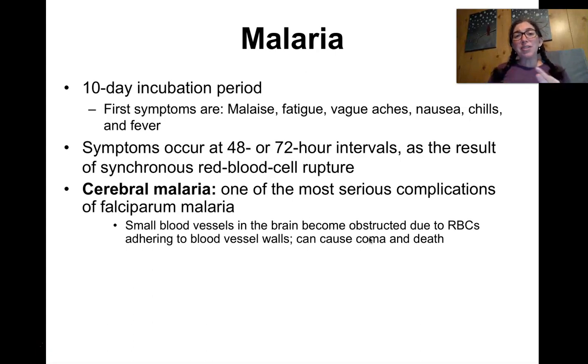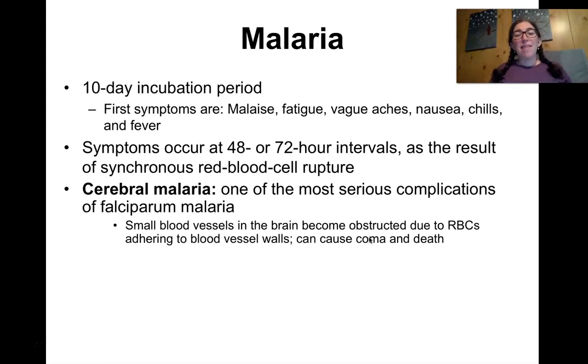But what's really dangerous and what kills most people, especially children, from malaria is cerebral malaria. And this is when the red blood cells... one of the things that malaria does is it makes your infected red blood cells start to look kind of spiky. They become decorated with some of the proteins from malaria, and it causes those red blood cells to get kind of sticky. They have a tendency to stick to blood vessel walls. And what's really problematic is if they start sticking in very small capillaries, particularly ones in the brain.